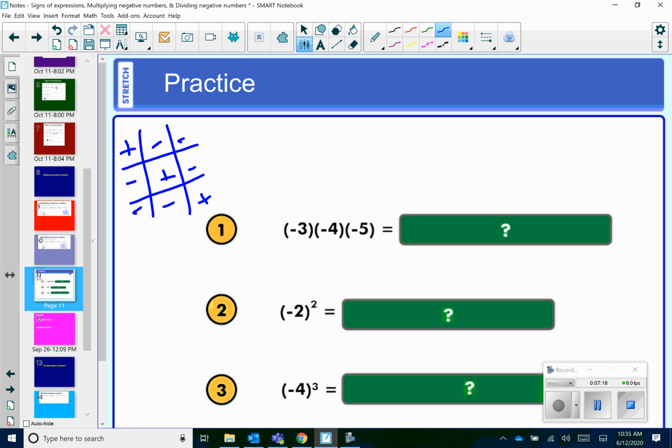In the first one, I see that I have 3 negatives. 3 is an odd number, which means my answer is negative. And then we're just doing the multiplication step. 3 times 4 is 12, and 12 times 5 is 60. So you'll get an answer of negative 60.